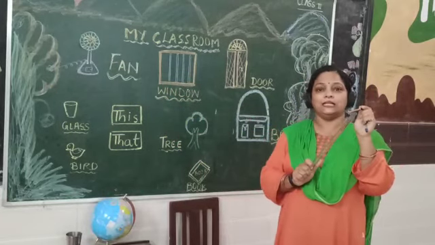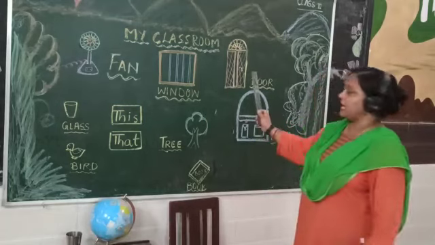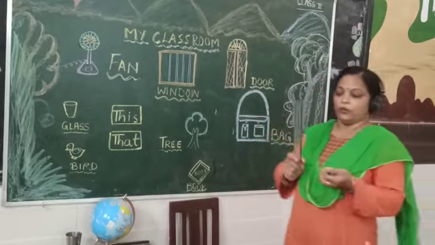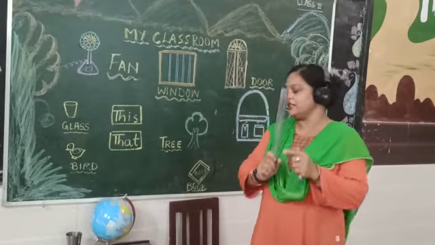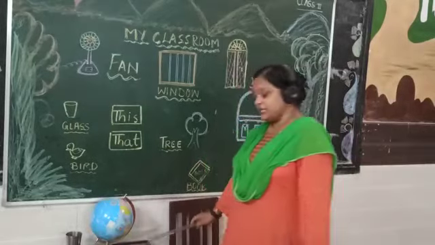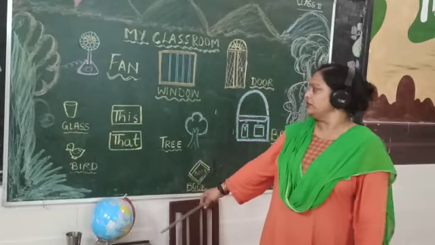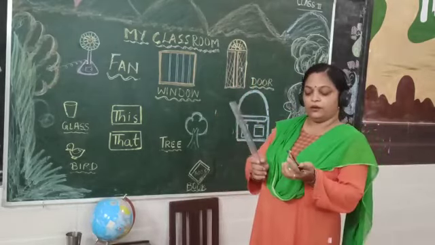What is this? This is a pencil. Okay. So what is that? That is a door. Now what is this? This is a scale. In the same way. What is that? That is a duster there. Now, okay. Then what is this?